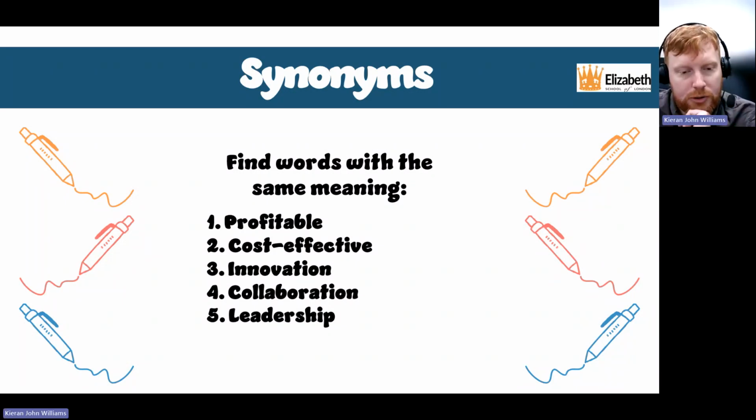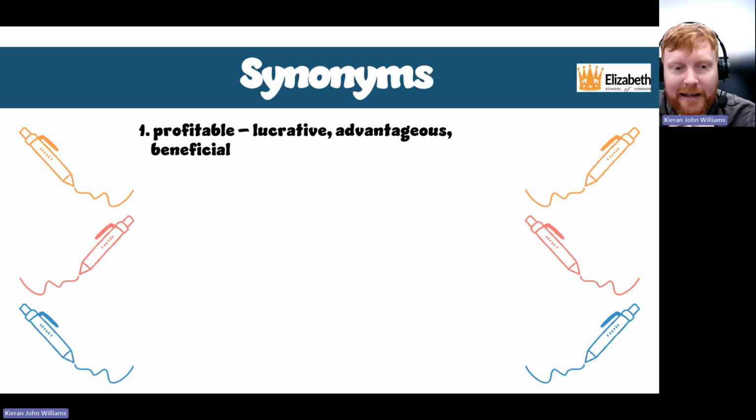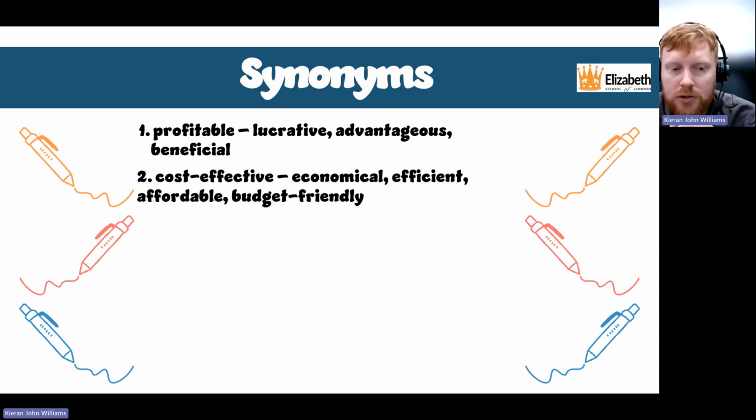Okie dokie. So I'm sure you wrote a lot of ideas down. Let's see what options we could have. For the first one, we had profitable. We've got the options here of lucrative, advantageous, and beneficial. Hopefully you all got those ones. The next one was cost effective. It could be economical, efficient, affordable, budget friendly. Did you get all of those, or did you get something different? That'd be interesting to see.